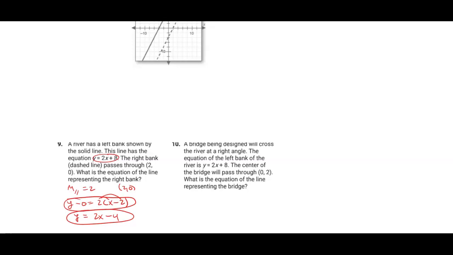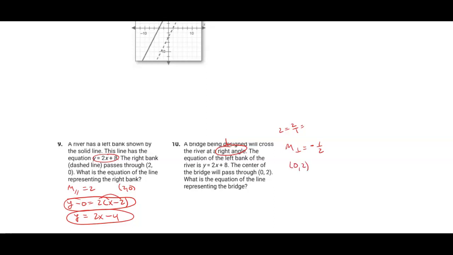Now it says a bridge being designed will cross the river at a right angle, meaning it's going to cross the dotted and solid lines at a right angle, and right angle means perpendicular. The equation of the left bank is y equals 2x plus 8. The center of the bridge will pass through 0, 2. Okay? So right away, the slope of that line is 2. The slope of the line perpendicular, or this bridge, will be the opposite reciprocal. So the opposite of positive is negative. The reciprocal of 2, or 2 over 1, is 1 over 2. So -1/2 is the slope of my new line.